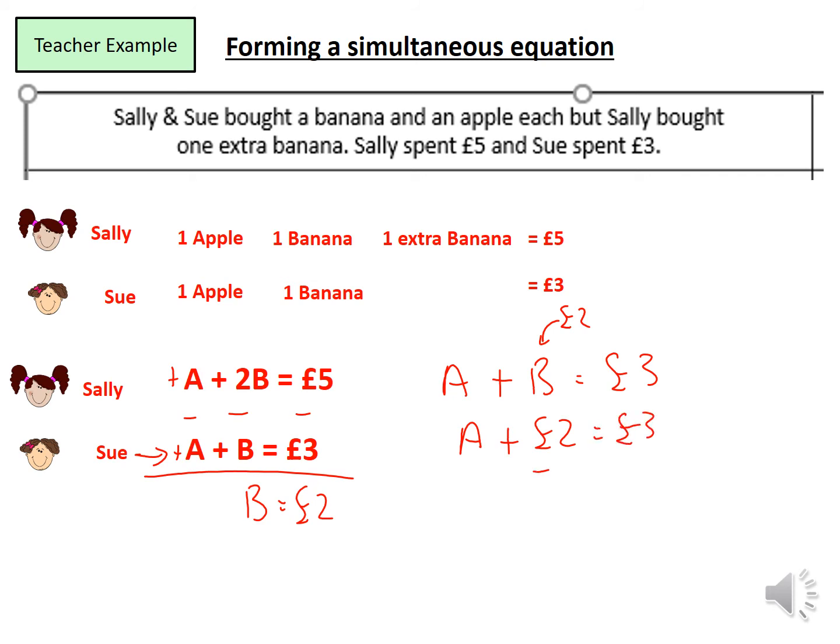I then take £2 off both sides. Remember it's an equation and it needs to stay balanced. So whatever I do to one side, I have to do to the other. I end up with A equals £1. And as we've done in previous lessons, if you want to check that your answers are correct, you can substitute it back into the other equation to double check.